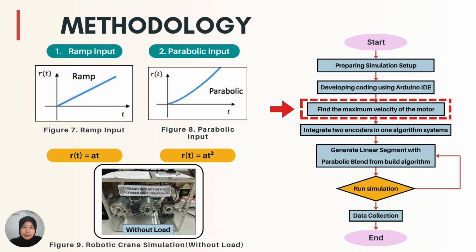Next, we need to find the maximum velocities of the motors. Inside the coding, we need to insert a certain maximum velocity. In order for us to find the suitable maximum velocity, we need to generate the ramp input signals and parabolic input signals. The ramp input signal is the linear signal, whereas the parabolic input is the nonlinear signal, where the ramp input is r(t) equal to 80t and the parabolic input is r(t) equal to 80t squared. Both of these input signals will be generated using the robotic crane simulation without load.